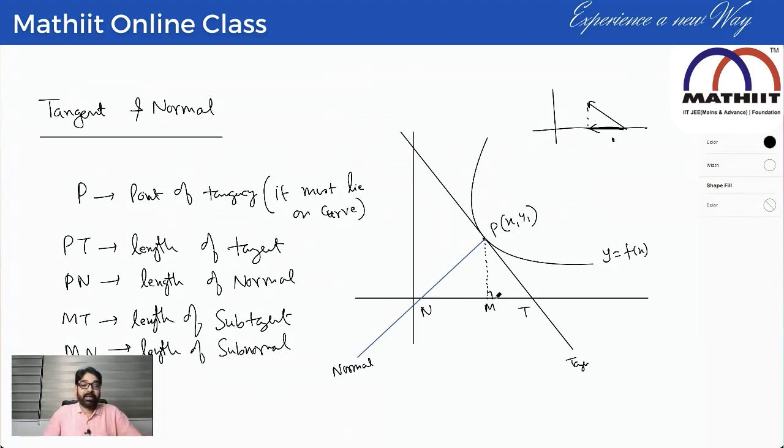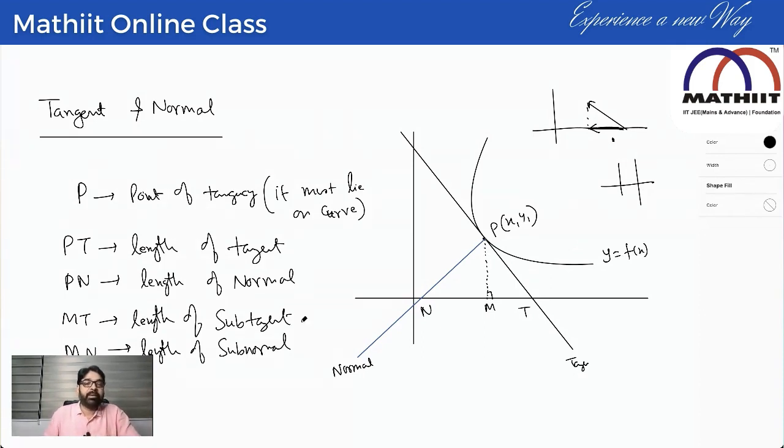Do you know subtangent is sometimes not defined also? Think, when may subtangent not be defined? When the tangent is parallel to the y-axis, there is no component. You cannot draw a projection. There is no component of this line on the x-axis. Do you understand? So in that case, there is no subtangent. We'll see this in the future.